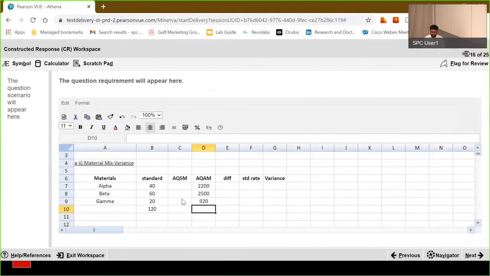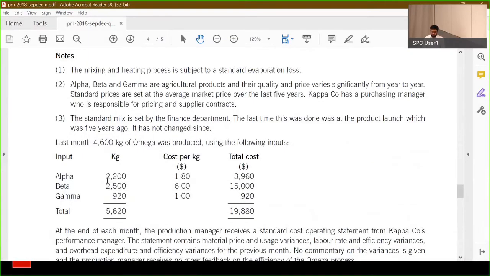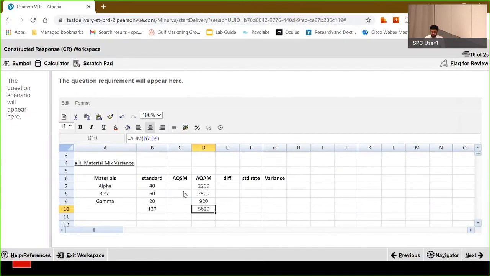The next step is to take the sum of this column. So let's take the sum of it using the sum function. So we got 5620 kgs. It means that actually we used 5620 kgs of all these materials to produce 4600 kg of omega. Now because the first column is also actual quantity, you can put the total same. And now the difference between this column and the next one is only the mix, as we are looking to calculate the material mix variance only. So just take the standard proportions and multiply by the actual quantity.